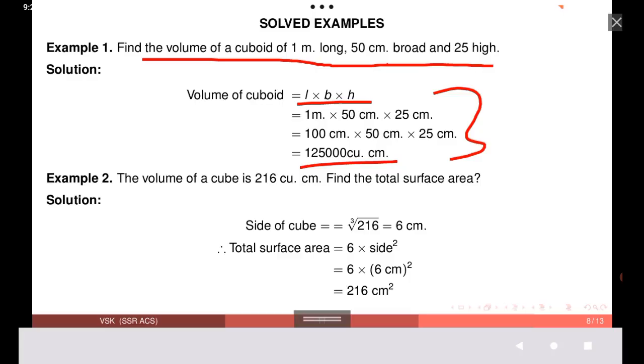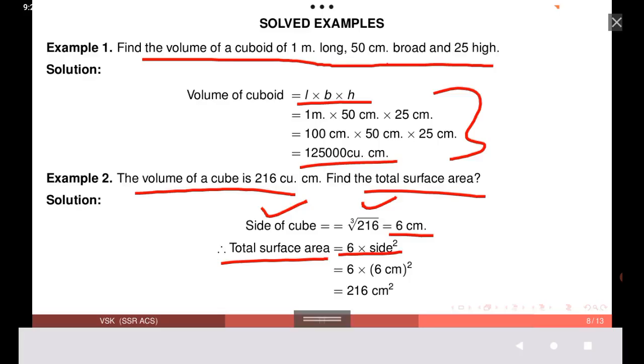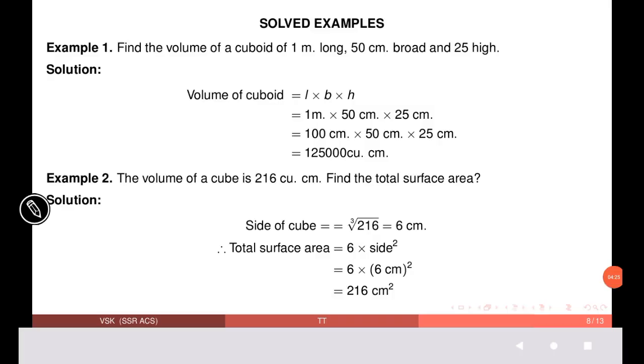Now in the second example, the volume of a cube is 216 and we have to find the total surface area. First of all, we will have to find the side, and it is given by the cube root of 216. That will be 6. And in this case, the total surface area will be 6 into side square. So 6 into 6 square, because we found the side is 6, means 6 into 36. So it is 216. In this way, using the formulas only, you can solve these questions very easily.